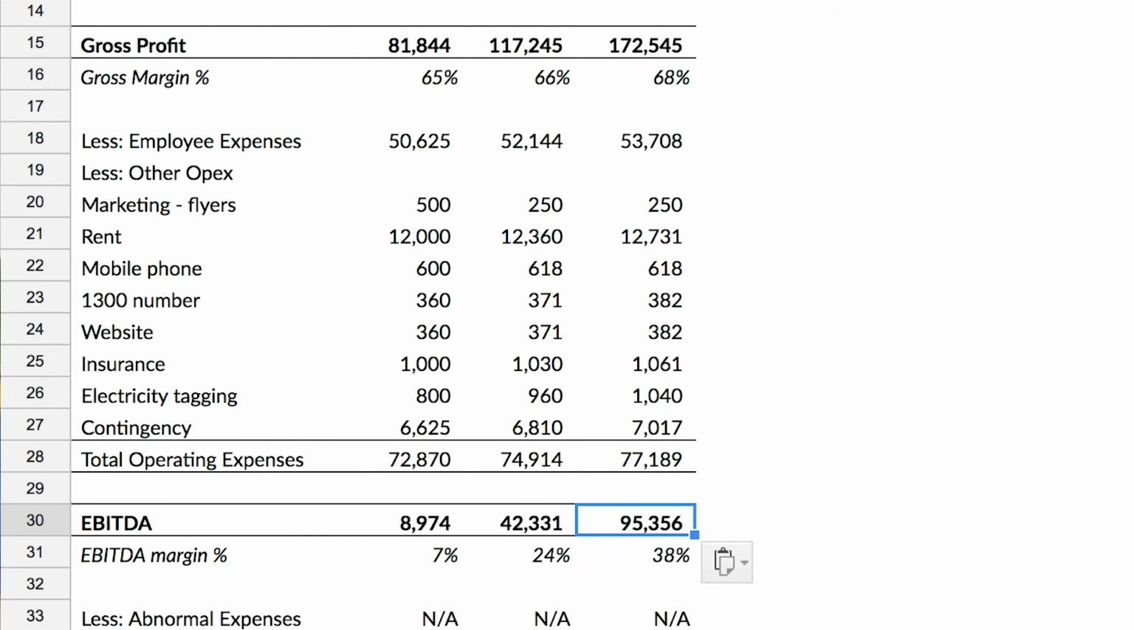Now our EBITDA is going up quite significantly because, as we can see, our revenue is going up greater than our costs, and that is coming out in our EBITDA margin, which in year 1 is only 7%, but because of the increased profits in year 2 and 3, it goes up to 24%, then 38%. Now that's the direction we want our margins to go in.